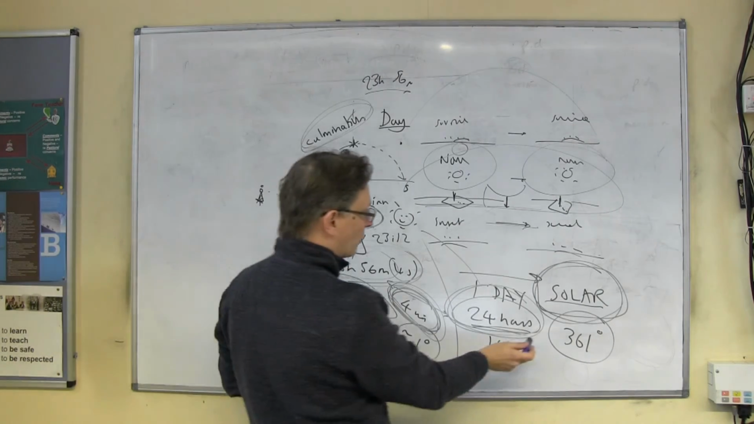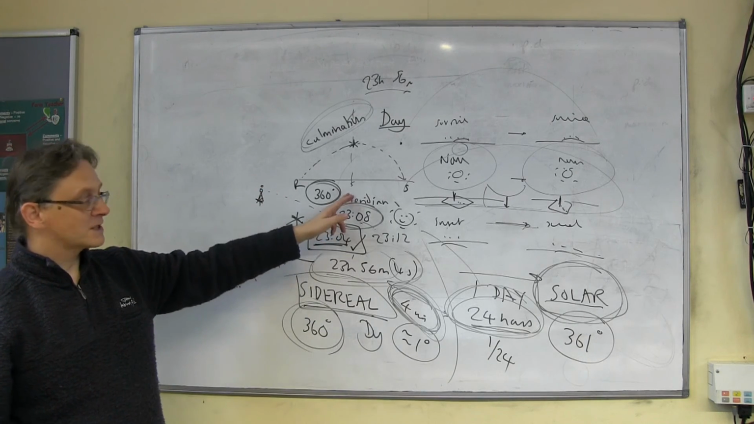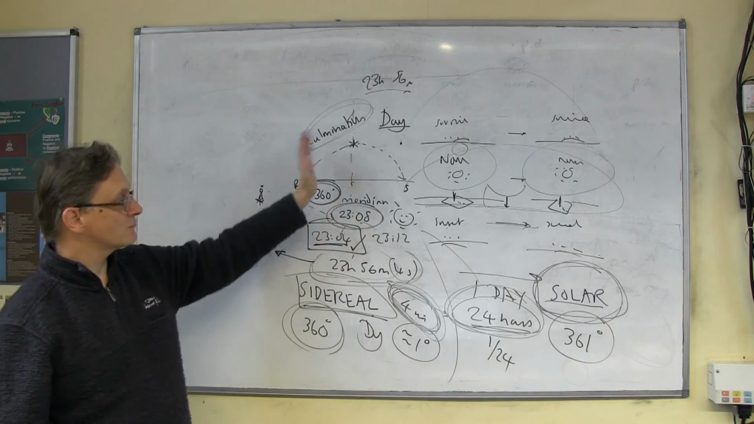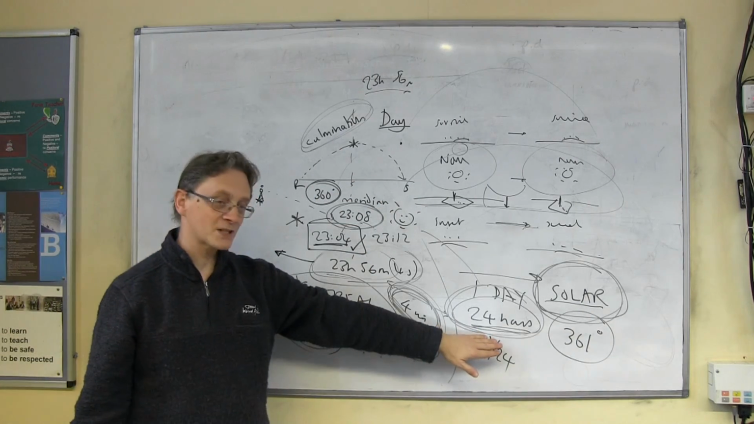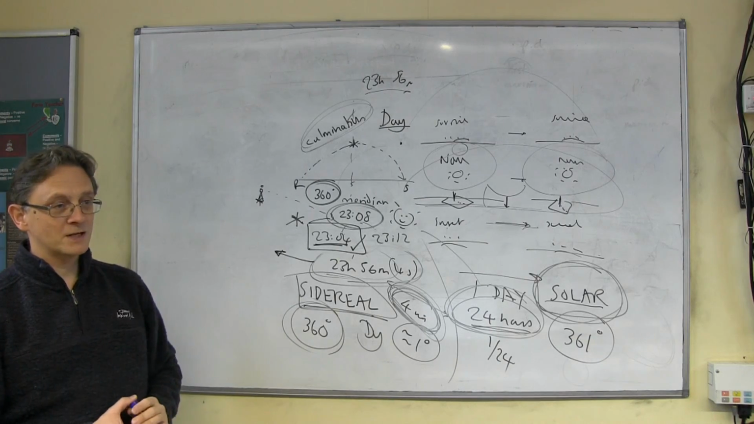Okay? So this is important for sidereal and solar day, but also it affects the motion of the stars, all right? Things rising and setting, it's only the sun that does 24 hours. The stars and things do the same thing in 23 hours and 56 minutes. Okay?